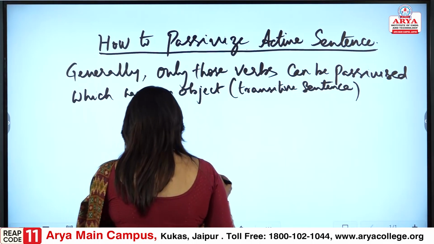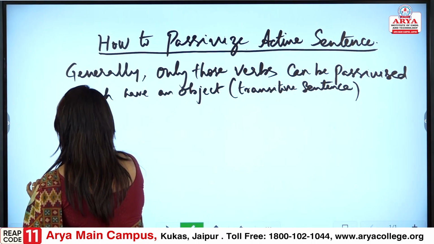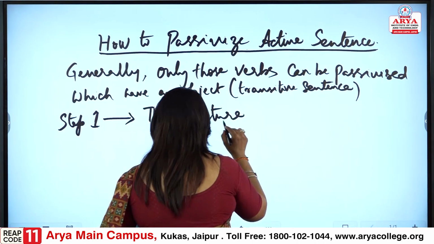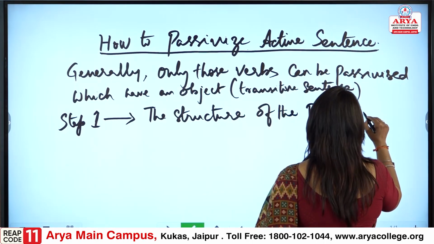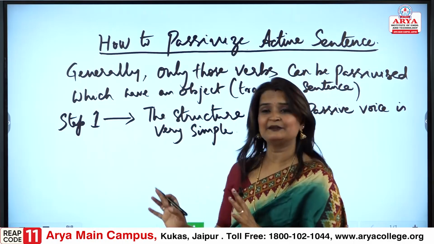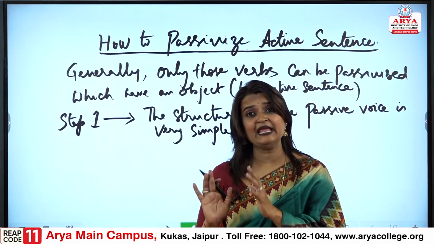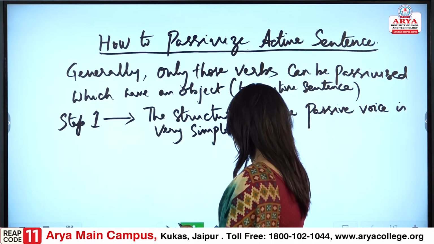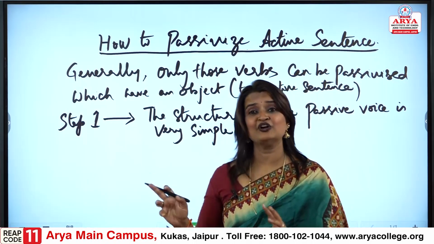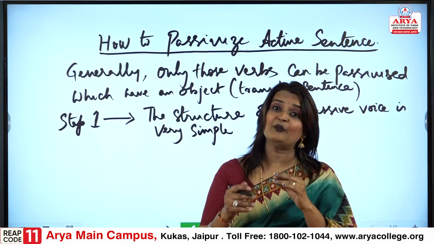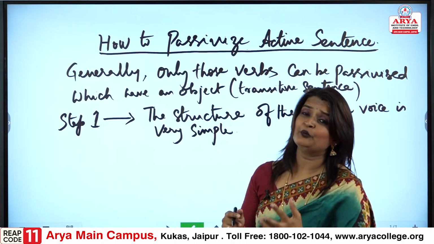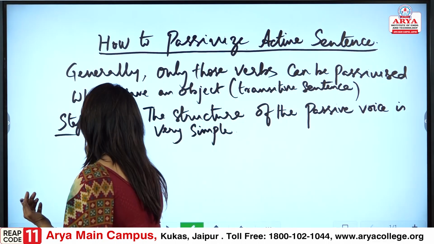So, step one that we would follow is the structure. The structure of the passive voice is very simple. This we have earlier understood. It is the same thing that we have already learnt in the construction of the passive sentence, because the rules for the construction are the same. But now as we are understanding all the steps, let's understand the first step again. It becomes a revision and you will understand it in a better way.